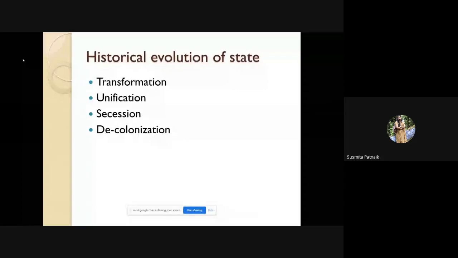Why did unification take place? Because we know that small states, in order to get political security, or economic security, or some type of benefits, unite from one to another, and they merge or unite into one state that becomes maybe Italy, or the United States of America, or the USSR, or any other state.